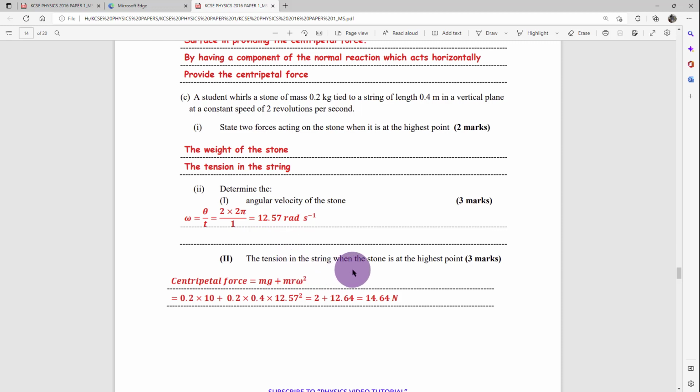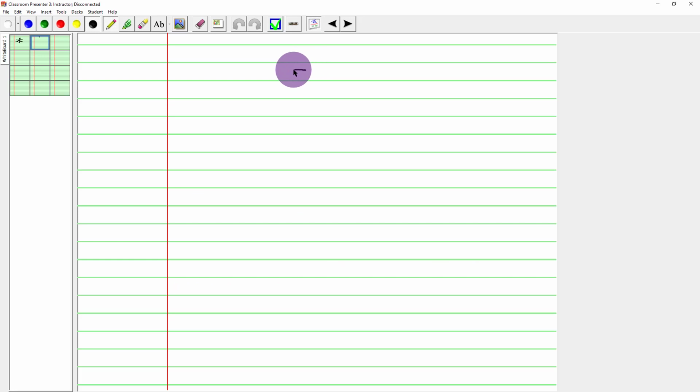Part 2, the tension in the string when the stone is at the highest point. We know that centripetal force is provided by mg plus, I think this part here may not be quite correct. Let me correct that. This is at the top of the circular path. This is the mass. There will be tension in the string. There is its weight, mg.